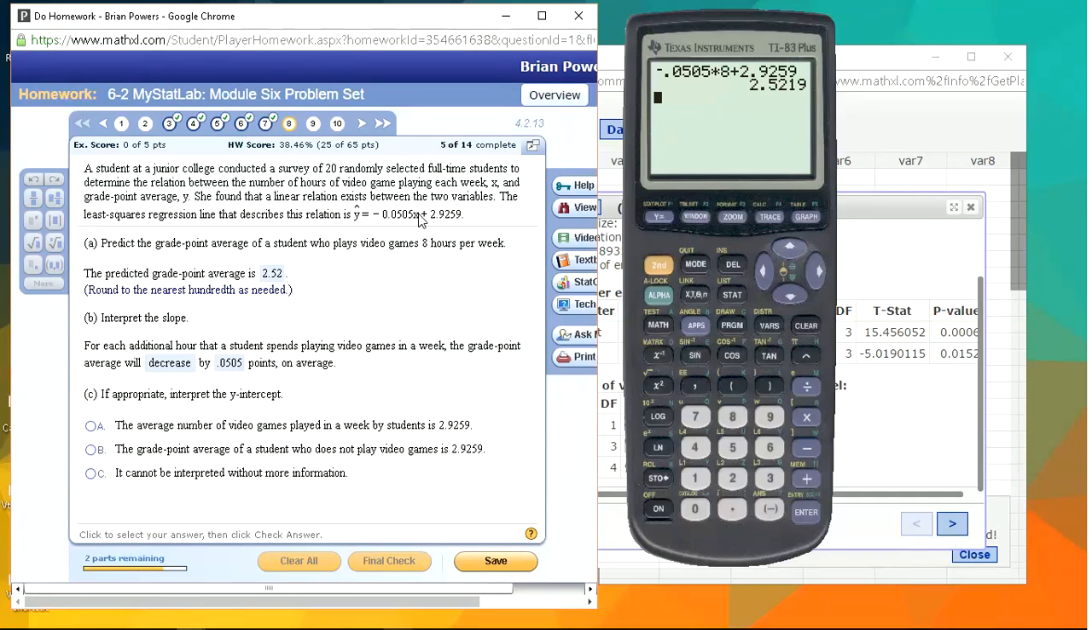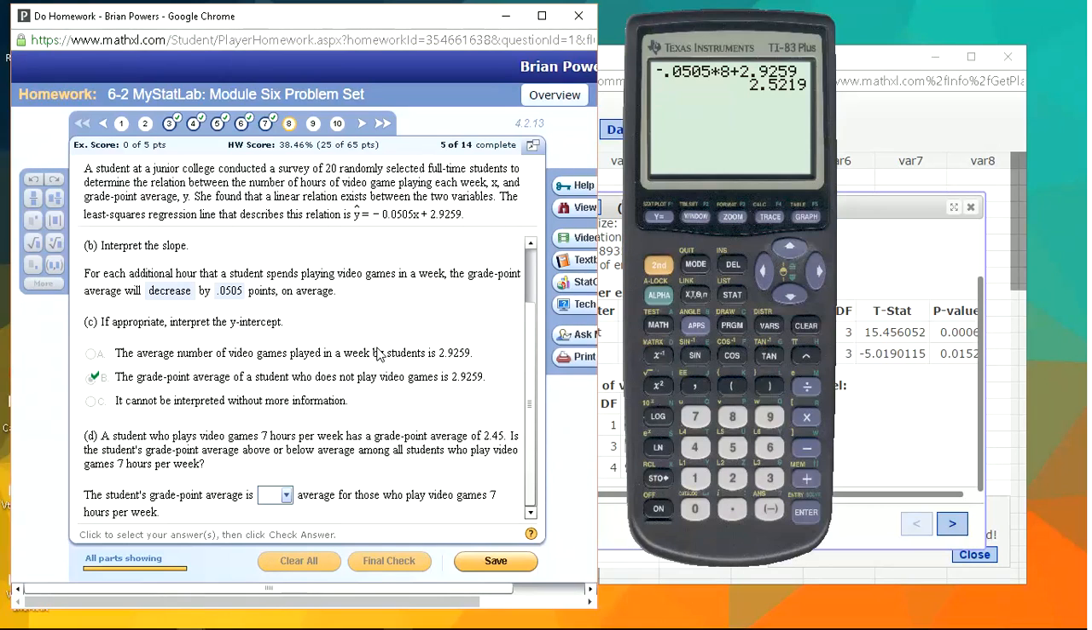Okay, so what is the y-intercept interpreted as? The y-intercept is interpreted as: if the x value is 0, this would be our prediction. So what does it mean for the x value to be 0? x is how many hours a week somebody plays video games. So this would be the average grade point average for a person who plays no video games. The average grade point average of a student who does not play video games is going to be 2.9.